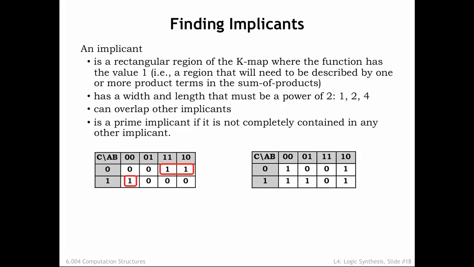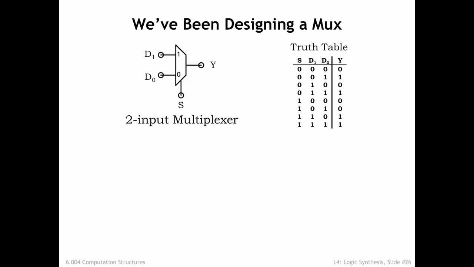Finding the prime implicants in the right-hand K-map is a bit trickier. Recalling that the left and right columns are adjacent, we can spot a 2 by 2 prime implicant. Note that this prime implicant contains many smaller 1 by 2, 2 by 1, and 1 by 1 implicants, but none of those are prime implicants.